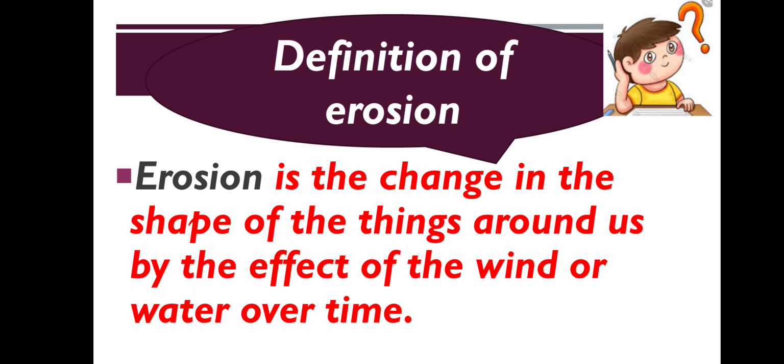Definition of erosion. Erosion is the change in the shape of the things around us by the effect of the wind or water over time.